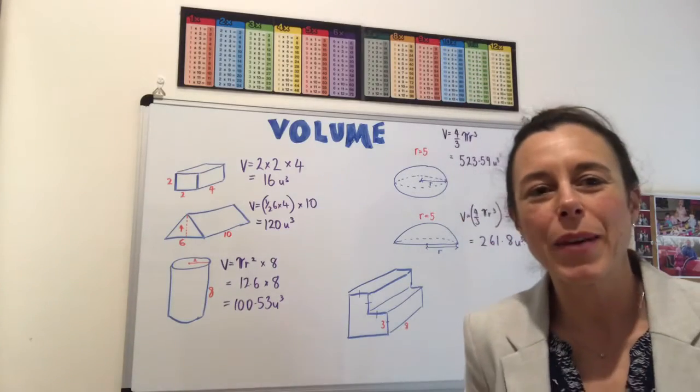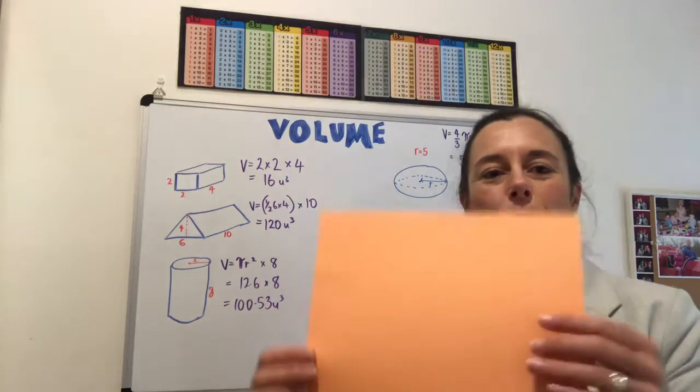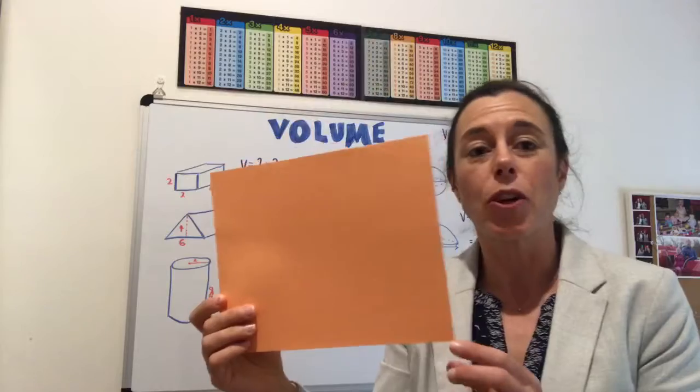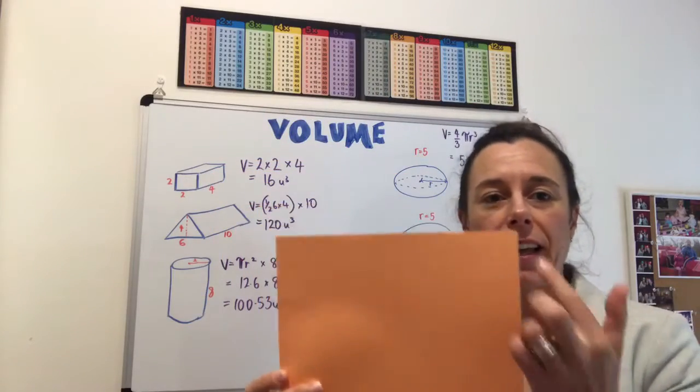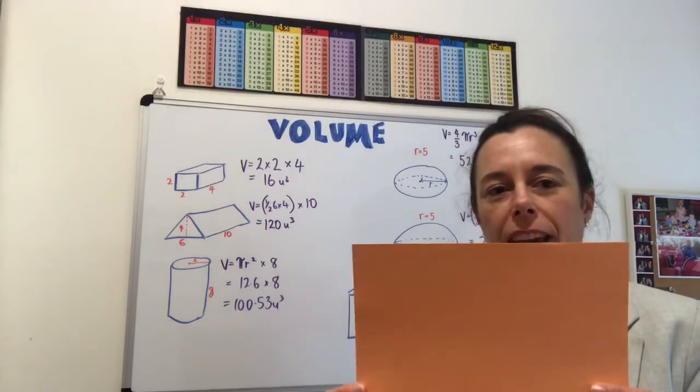Hi guys, today we're going to move on from area and we're going to start looking at volume. So when we were thinking about area, we were thinking about a two-dimensional shape, so we only had to factor in the length and the width. So we were multiplying two things together to find the area.